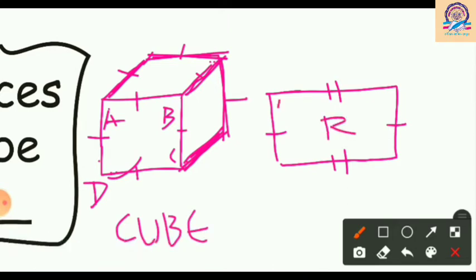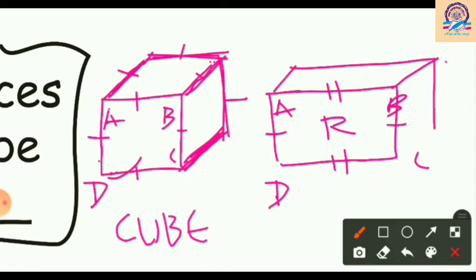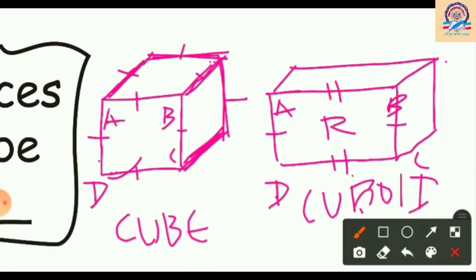Similarly, if we make points A, B, C and D, and if we take a height from A, B, C and D, and this height is also equal, then we get a cuboid. From square we get cube and from rectangle we get cuboid. Is it clear, bacha party?